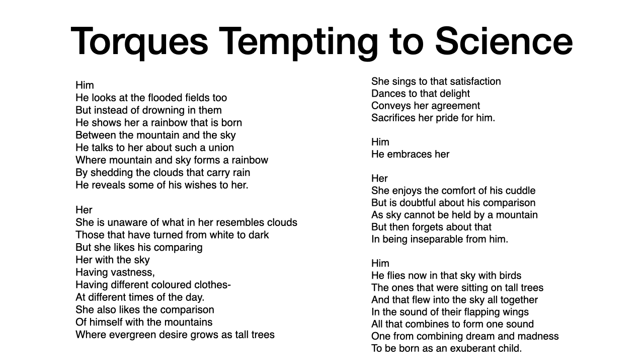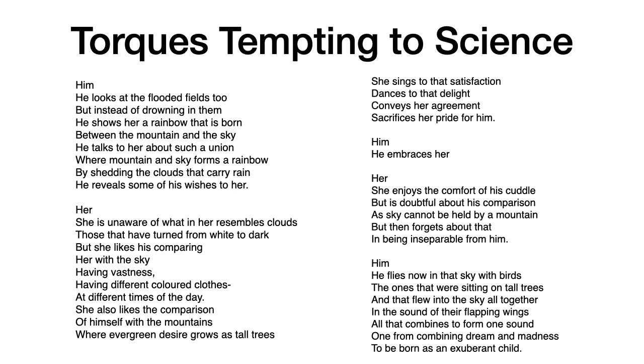Her. She enjoys the comfort of his cuddle, but is doubtful about his comparison. A sky cannot be held by a mountain, but then forgets about that in being inseparable from him. He flies now in that sky with birds, the ones that were sitting on tall trees, those that flew into the sky altogether in the sound of their flapping wings, all that combines to form one sound, one form combining dream and madness, to be born as an exuberant child.